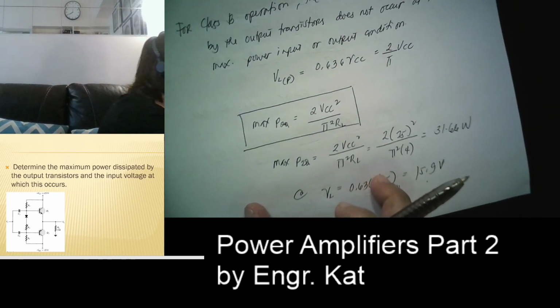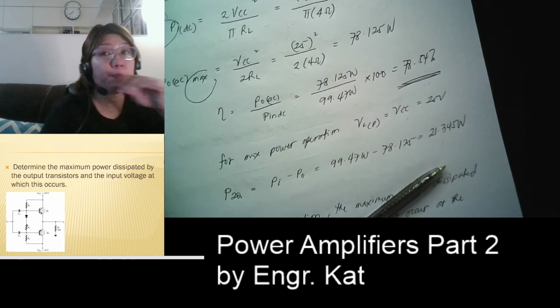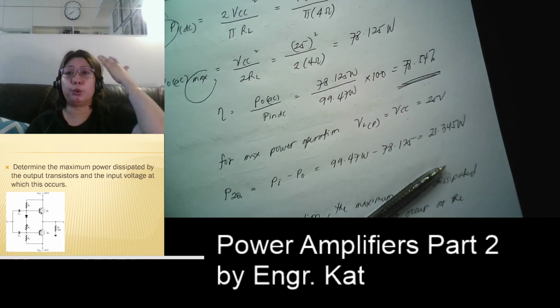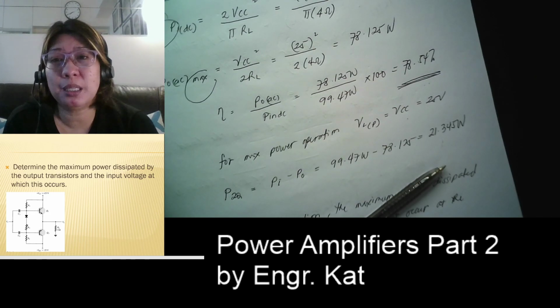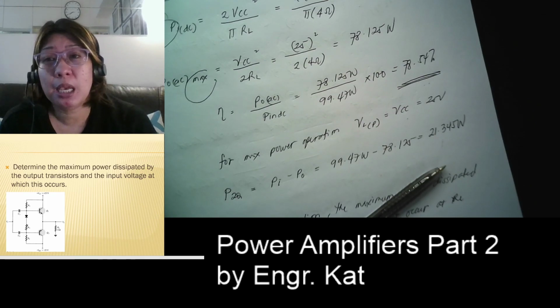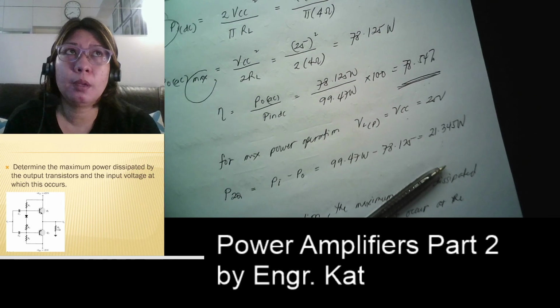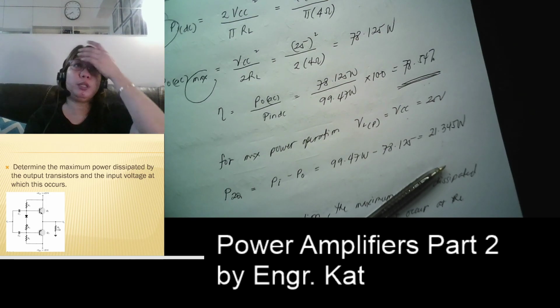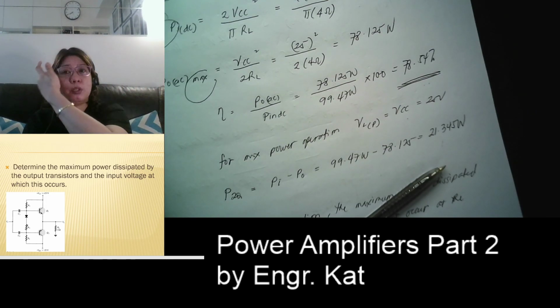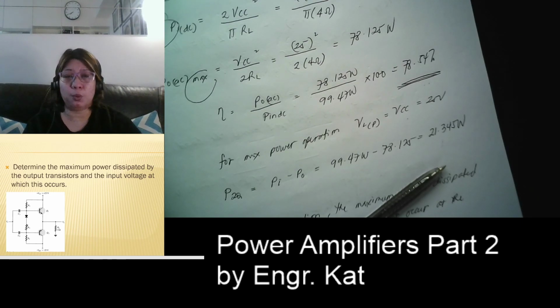Okay, so those are the different types of problems that you can encounter for Class B operations. Any Class B, Class AB, or Class A operations, it is usually about the power input, power output, efficiency, or the power dissipated by the transistor. Of course, you need to know the power being dissipated by the transistor, because you have to make sure that the transistor is still operating on the amount of power that it is still capable of handling.